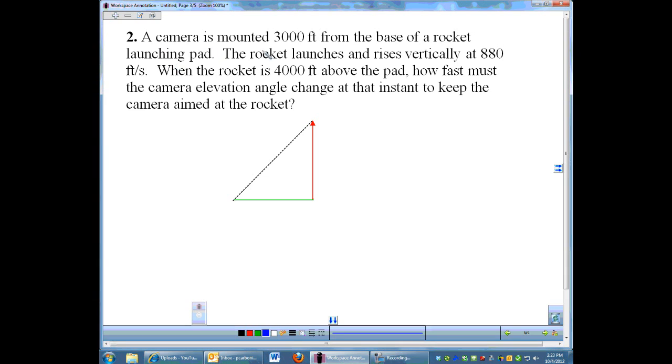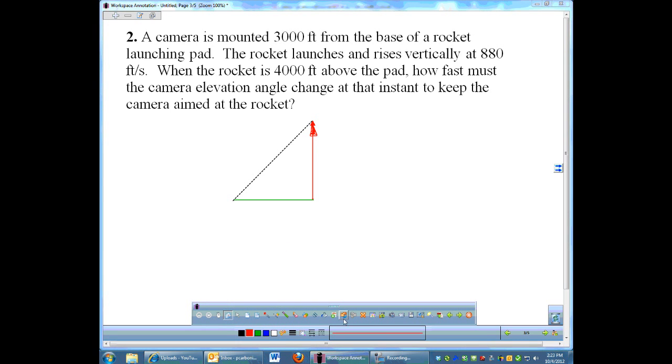For this problem, the camera is mounted 3,000 feet from the base of a rocket launching pad. So in this problem, the red line represents a rocket. I'll draw a better rocket. A rocket. Now, that was supposed to be a rocket. Now it's just a red blob. That was a terrible idea.